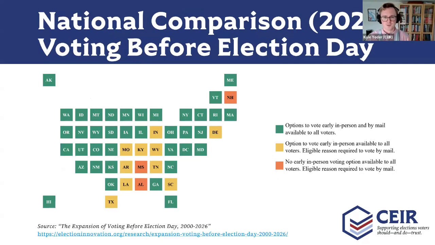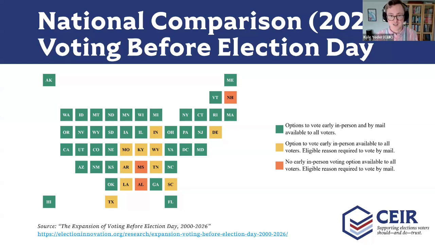Let's turn now to talking about voting before Election Day. This is another map from one of CEIR's resources comparing the expansion of voting before Election Day. If you go to our website, to the link at the bottom, you can see how this has changed over time since the 2000 election. But this is a snapshot of where things stand as of 2026, going into this election season. You can see that Connecticut is one of the many states that provide all voters the option to vote early in person or by mail. Those are the green states that you see here.